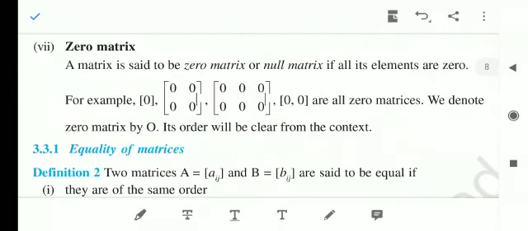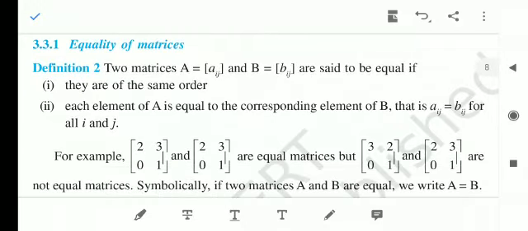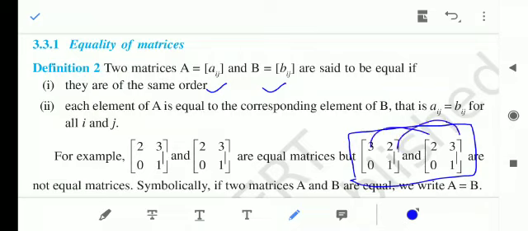A zero matrix is that matrix in which all the elements are 0, and a point to be noted is that a zero matrix is not necessarily a square matrix. It may be a square matrix, it may be a rectangular matrix. Two matrices are said to be equal when the corresponding elements are equal. You can see, two matrices A and B are equal when corresponding elements are equal. Can these two be equal? The answer is no. 3 is not equal to 2, 2 is not equal to 3. And can this be equal? The answer is yes, corresponding elements are equal.